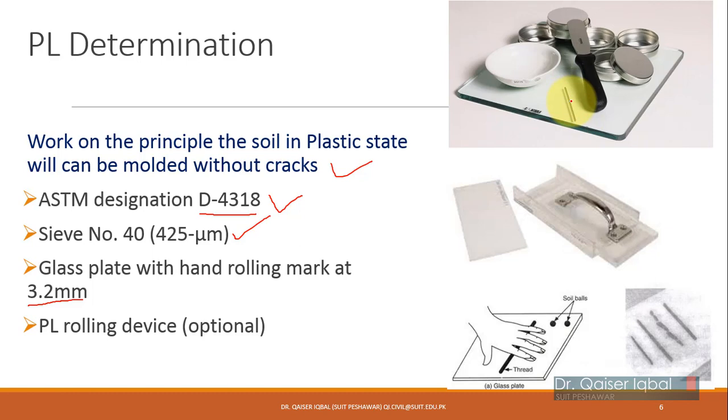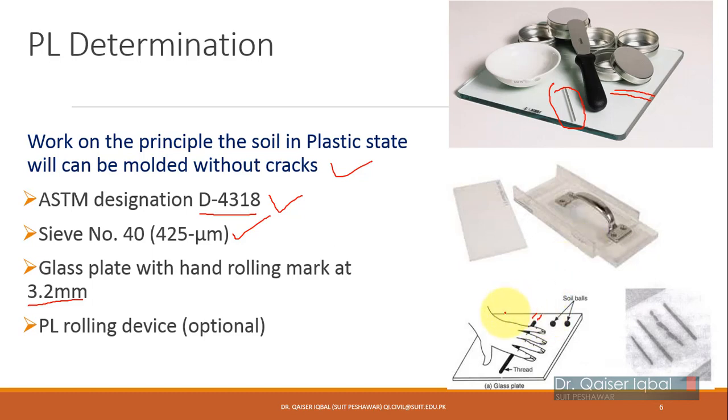So if you make a thread, you will compare its diameter with this steel bar, and if they are the same diameter, it means that it is at 3.2 mm. Sometimes on some glass plates you have got guidelines as well, like there will be two lines running across this glass plate which will be 3.2 mm apart. So if you are rolling the thread, just like you can see over here, they are rolling the thread on this glass plate. On this, there will be two marks which will be separated by 3.2 mm.